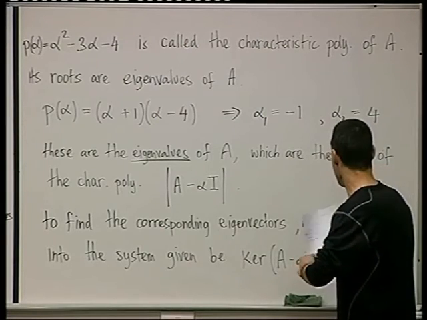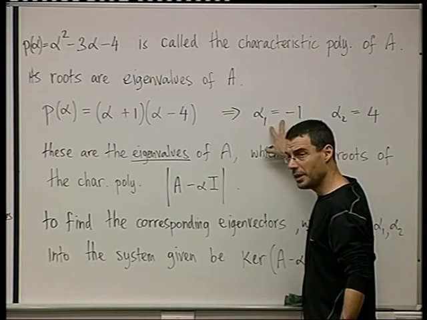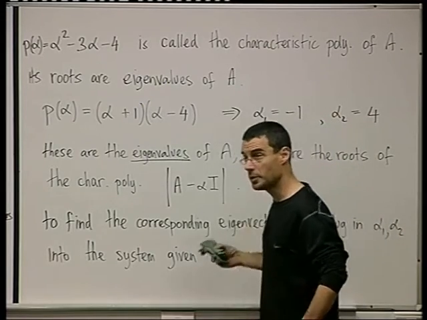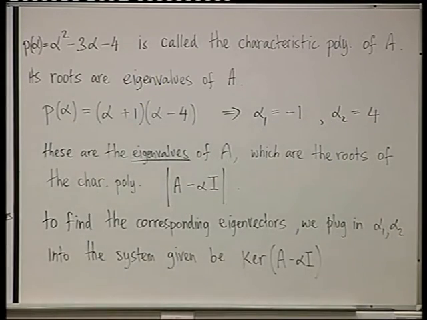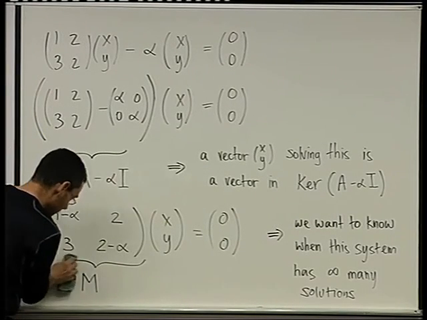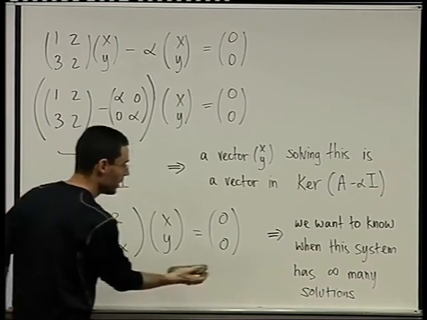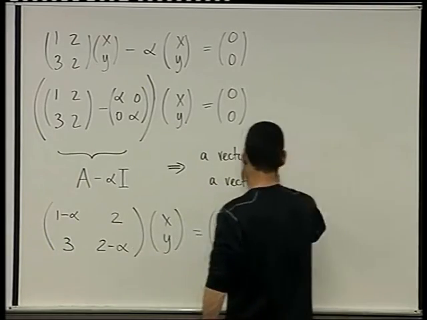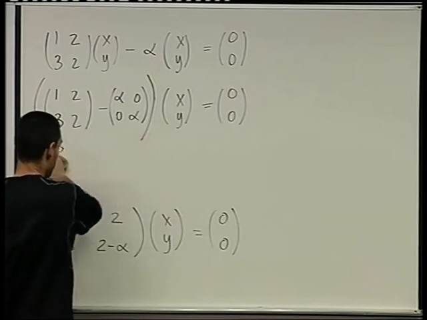So let's do that. Remember that alpha 1 was negative 1 and alpha 2 was 4. Let's start with alpha 1, which was negative 1. I just want to write alpha 1 over here, to plug it into here. Okay? Look at this board, please. Ah, there you are. I'm going to plug it into here. So I'm going to erase everything, just leave the system, and let's do it.